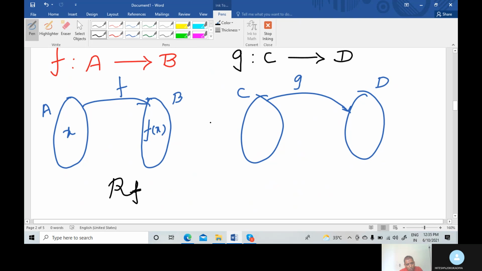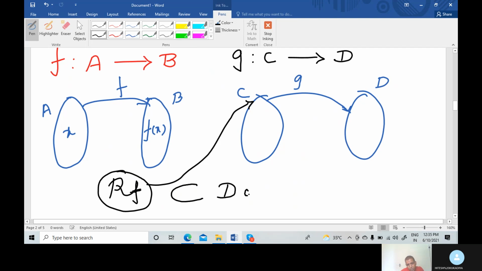Okay. Now what is the condition for a composite function? Remember, students, if the range of a function is a subset of the domain of another function g.